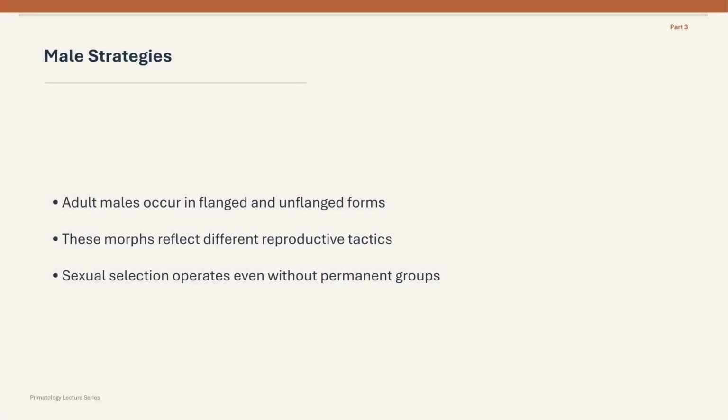Males occur in two morphs, unflanged and flanged adults. Flanged males are larger, with cheek pads and throat sacs used in long calls. Unflanged males are smaller and may experience a prolonged developmental arrest before acquiring full secondary sexual characteristics. These morphs correspond to alternative reproductive tactics. Flanged males advertise, range, and attempt to monopolize access to females over large areas. Unflanged males may use more opportunistic approaches.